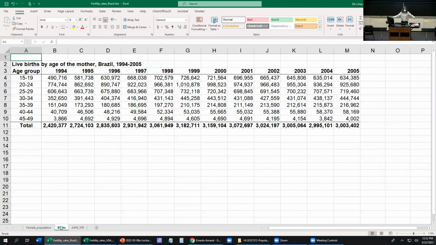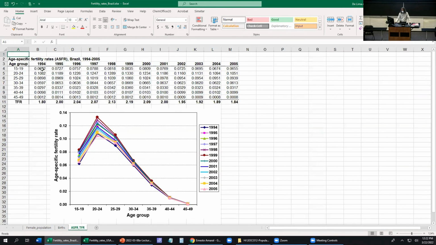I got the number of births that they had, both baby boys and baby girls, and then divide one by the other to get the age-specific fertility rate. So this one here, I'm getting the data from the births tab divided by the information from the female population tab in my Excel file. I do the same for everything. Here I'm not multiplying by 1,000. So if I just add them all and multiply by 5, because that's the width of the age group, I get the total fertility rate, right?